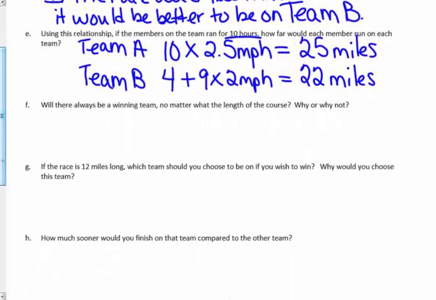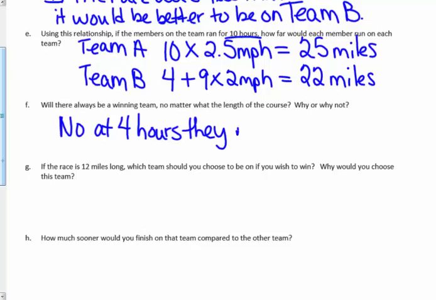They're faster. Will there always be a winning team, no matter what length of the course? No, we saw. At 4 hours, there's a tie. They are equal. It's a tie. A equals B. So no. At 4 hours, it's the same.